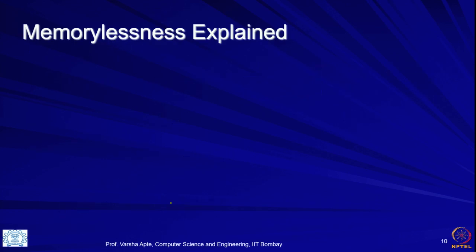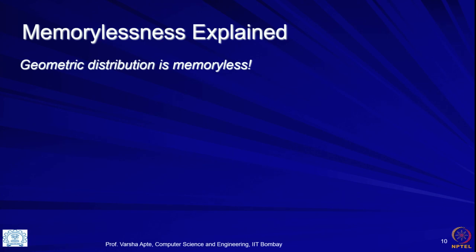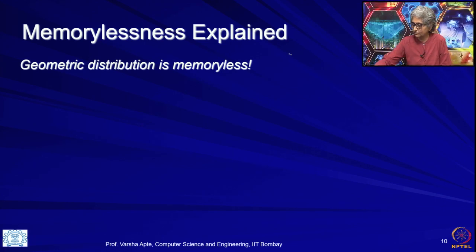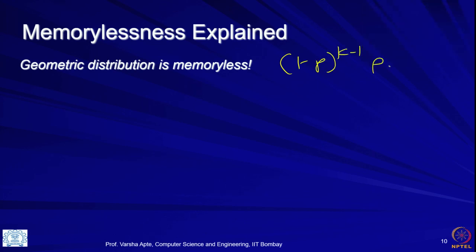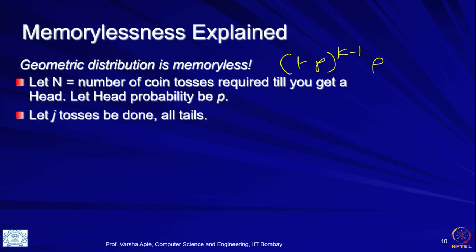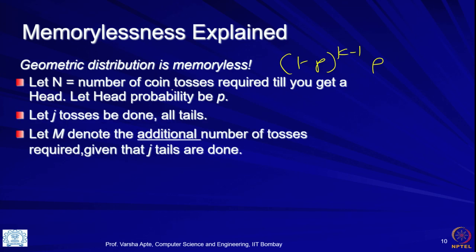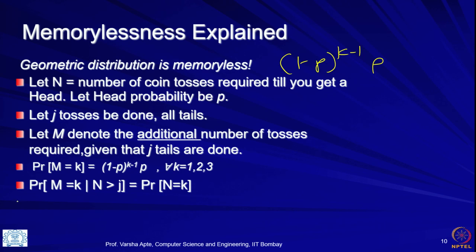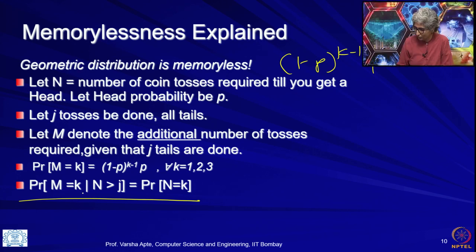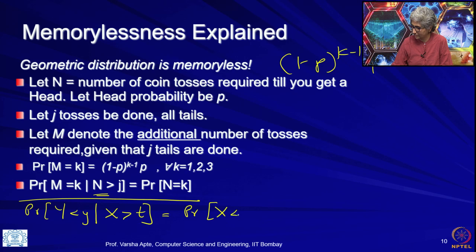So, you might remember, this is called the geometric distribution. This (1 minus p) raised to k minus 1 times p is the geometric distribution. And again, to remind, this is what you get when we consider the number of coin tosses required till you get a head. You can see here that a discrete equivalent of the same continuous property is satisfied. What is the probability that m equal to k given that n is greater than j? We had the probability of Y less than y given X greater than t, and this was the same as the probability of X less than y, and that's what we get here.